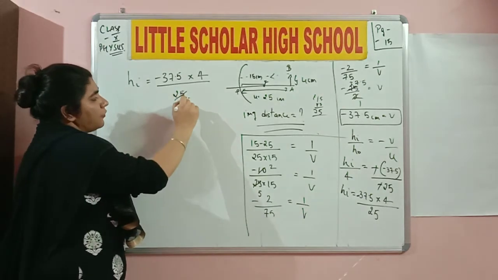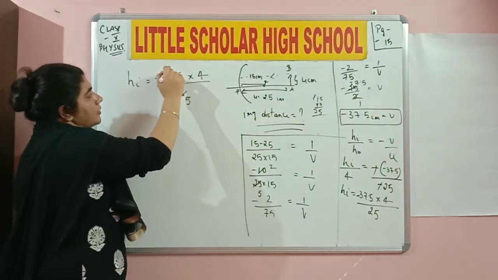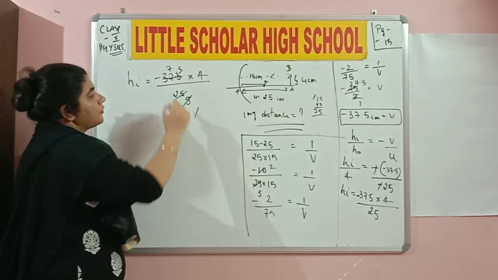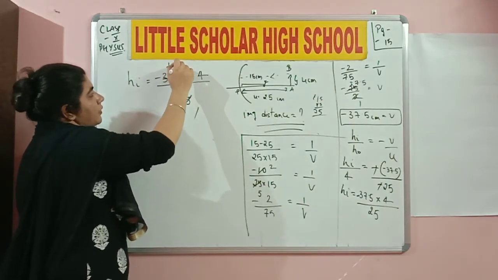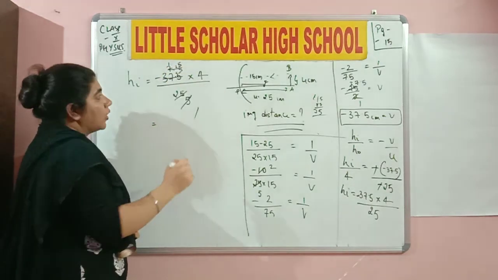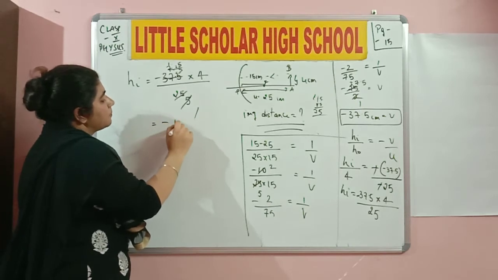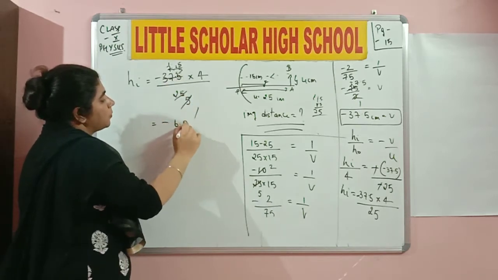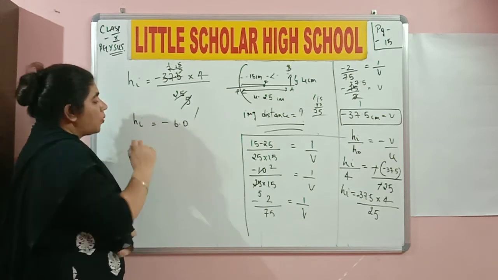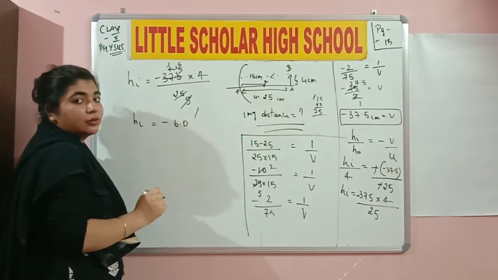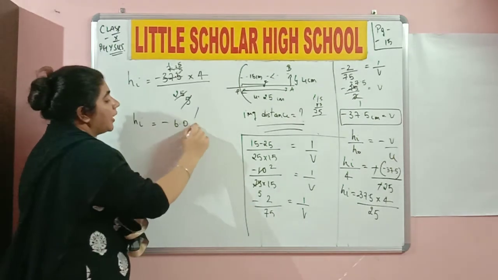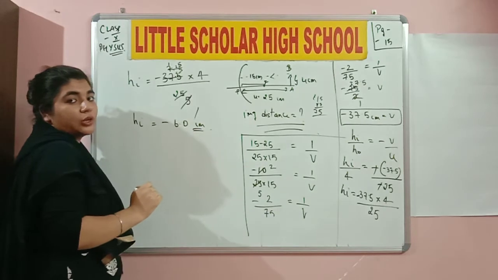Fine. 5 5s are 25. 5 7s are 35, 36, 37. 5 5s are 25. 5 1s are 5. 6, 7. 5 5s are 25. 15 into 4 is how much, class? It's 60. So it is minus 6 point, there is a point also over here, no? Minus 6.0 hi. Can you see that? Yes or no? So what is the height of the image given over here? It is minus 6.0. Okay with everybody? And it is centimeters. Did you understand?